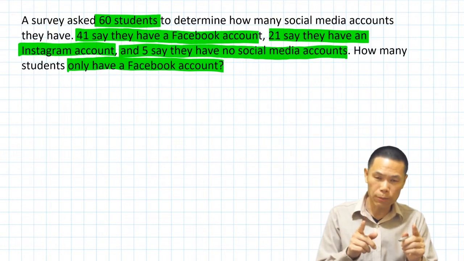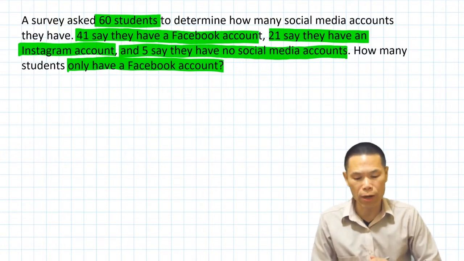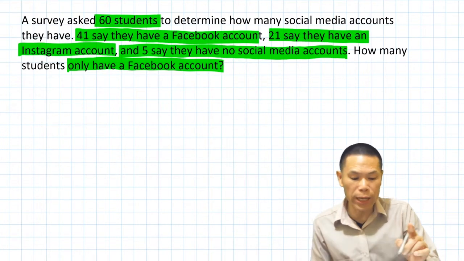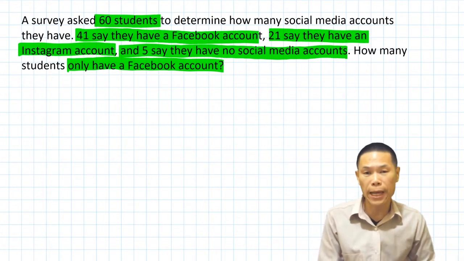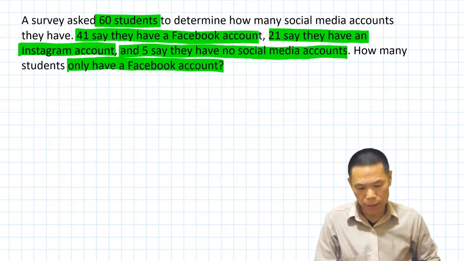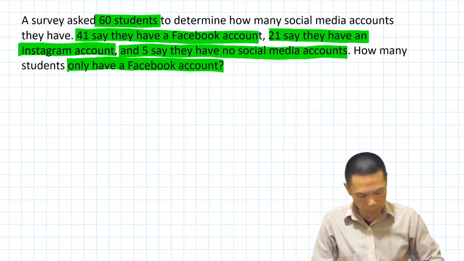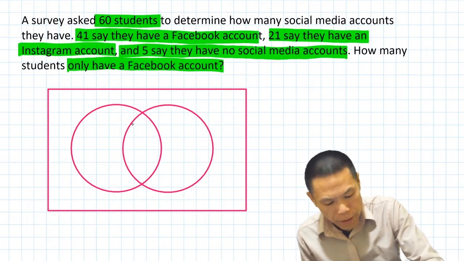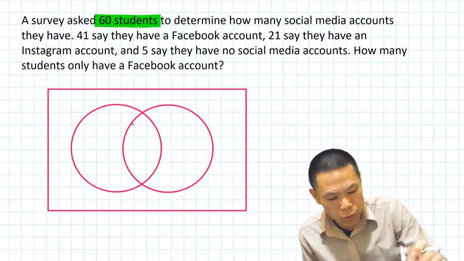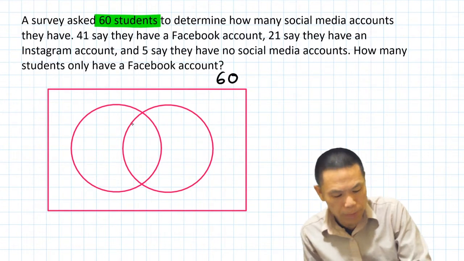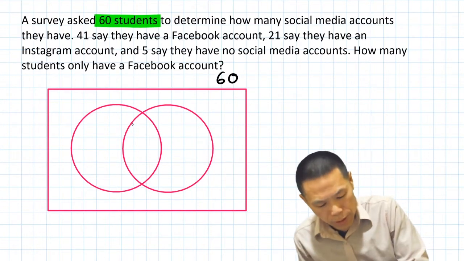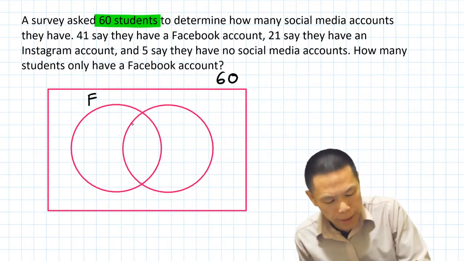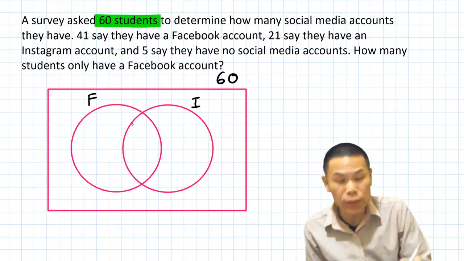So to do this, we first draw a Venn diagram first. And then we know that we have either Facebook account or Instagram account. So we have two circles, okay? So let me just draw it out. There you go. So first of all, we have 60 students altogether. So 60 of them. And we know this is Facebook account. Just write F will do. F for Facebook. And Instagram, we just write I for Instagram.